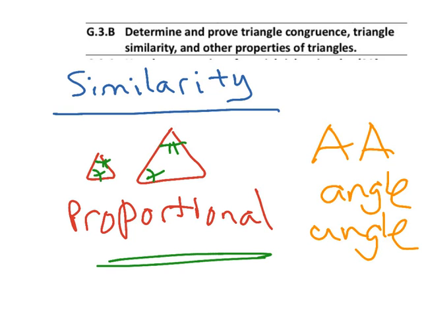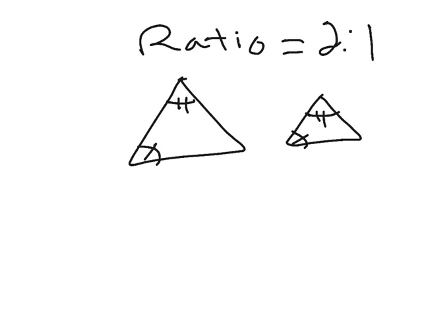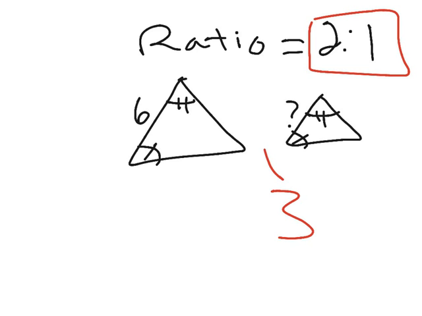For instance, if we have two triangles and we're given the information that they're similar, and we know that this side is 6, what would this side be? Well, if I know the ratio is 2 to 1, I know it has to be double. So this has to be 3 right here. And that's how you use similarity and the shortcuts to prove similarity in triangles.